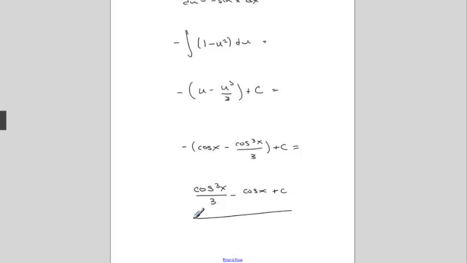5 cosine theta d theta, 5 cosine theta, 5 sine theta. So those cancel out, and what I end up with is cosine squared theta d theta divided by the sine of theta, and I got another 5 from there, so 5 cosine squared theta.